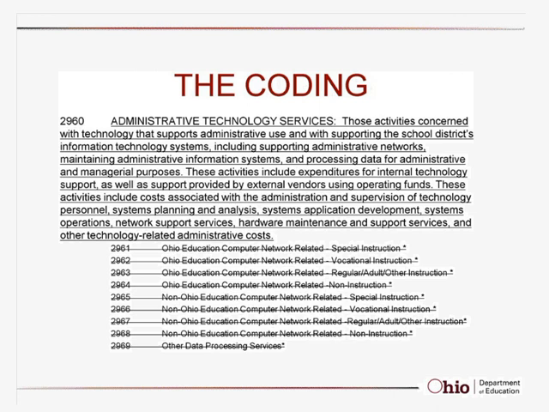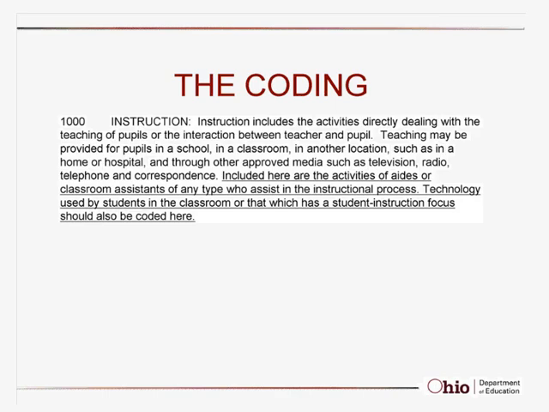Then if you go to the next slide down, under the coding under the 1000s, that reflects what's on the right-hand side of your screen under student services. We have added a line to instruction that says technology used by students in the classroom, or which has a student instruction focus, would be code 1000. So anything you do directly with instruction needs to be coded 1000, as we have reflected in that flow chart.